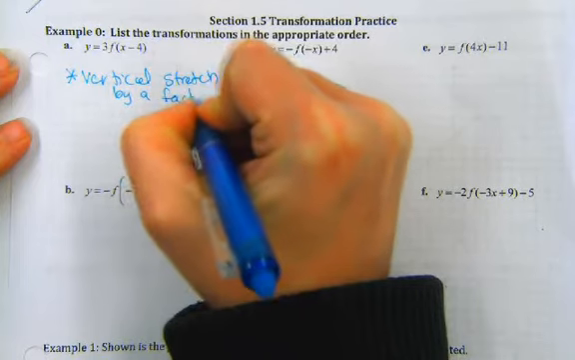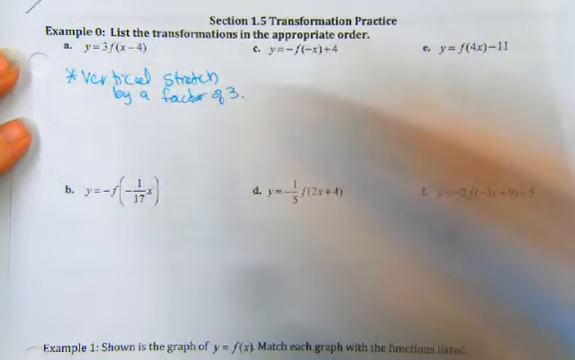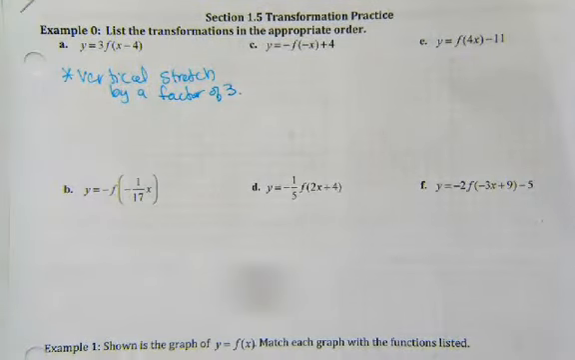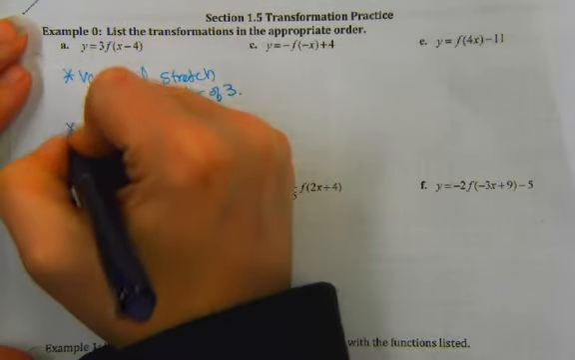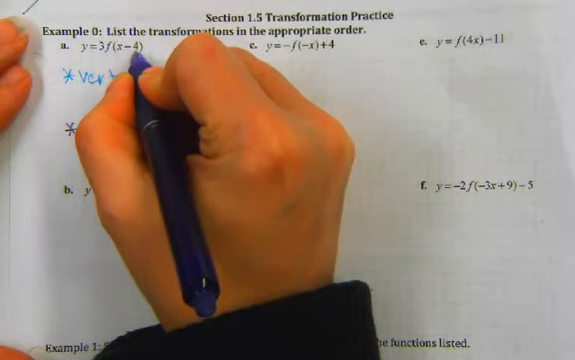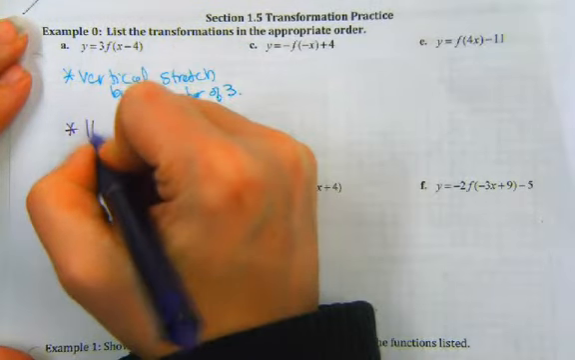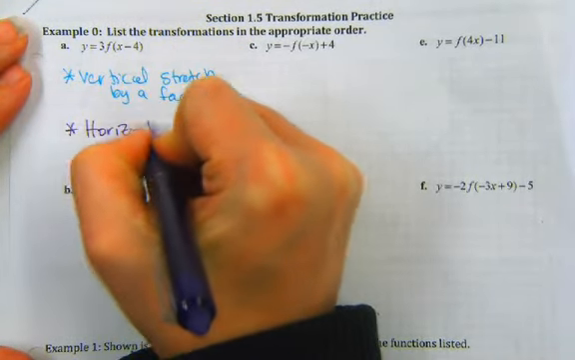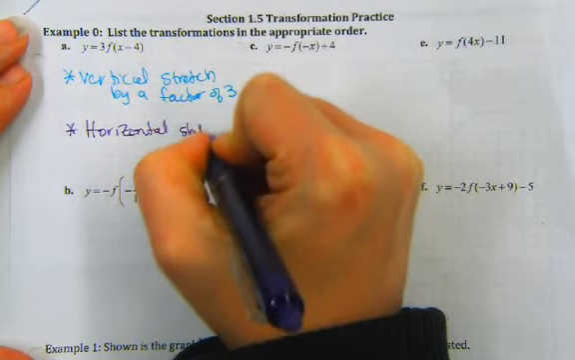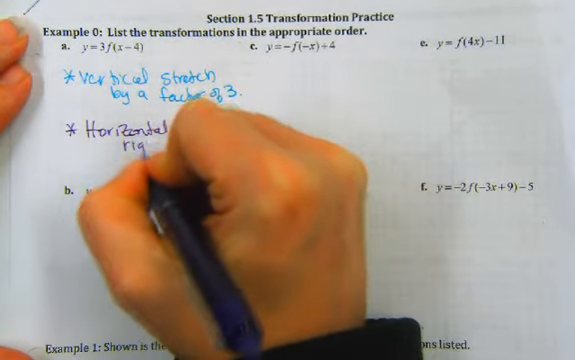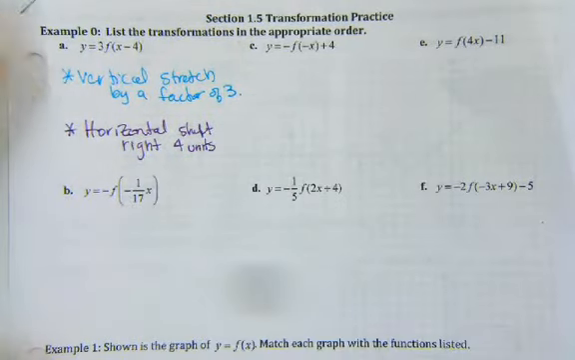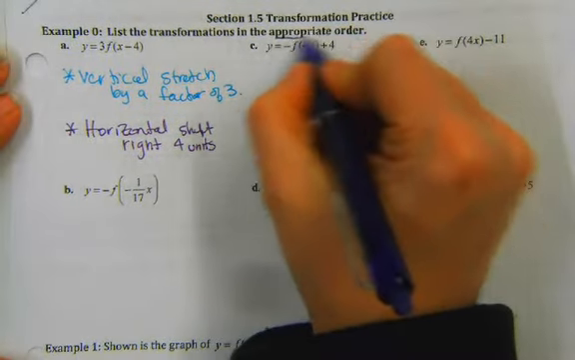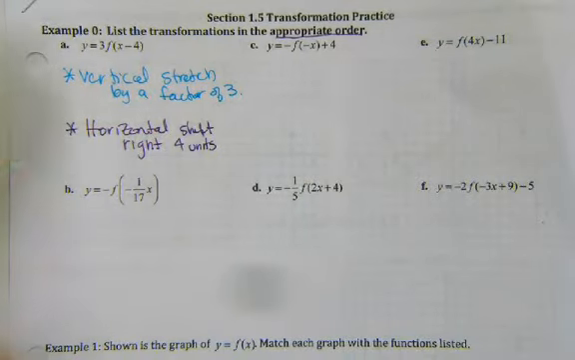That's the 3. The x minus 4 is a horizontal shift right 4 units. I have to stop and ask myself, did I put this in the appropriate order? I think I did, because I made sure that anything that was multiplication, like this 3, was written first, and anything that was addition and subtraction was written second.